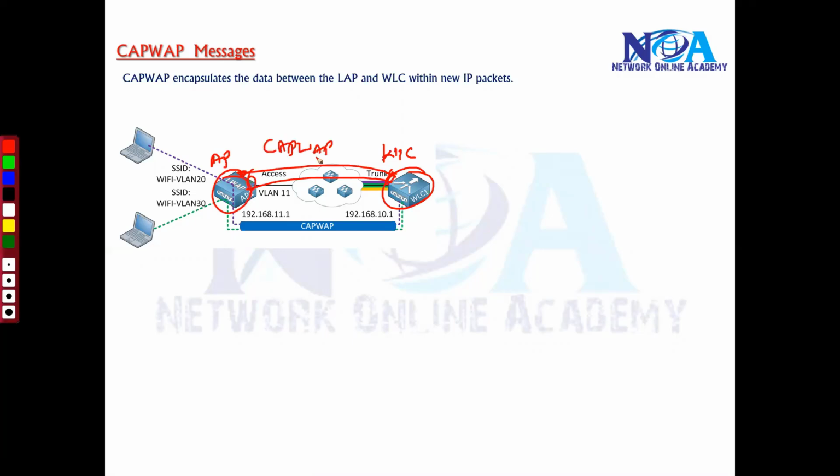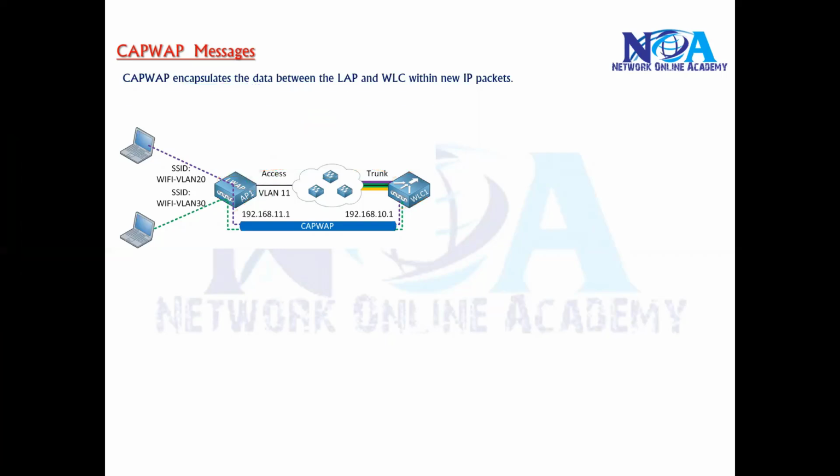Now, these CAPWAP tunnels are established between the access point and the WLC, and these tunnels are going to encapsulate the data which is moving between the access point and the WLC. So again, these CAPWAP tunnels are responsible for carrying the 802.11 related data and the client data information. So those are the things which will be sent over this.